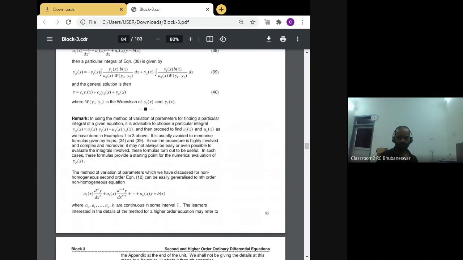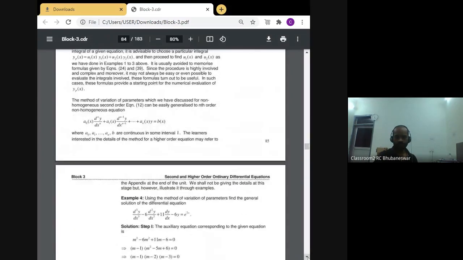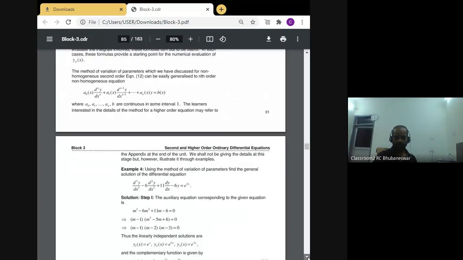It may be 2 or 3 or 4. The basic idea, the formula, will be exactly the same, but the number of solutions, that is y1, y2, y3, will be according to the order of the differential equation. So some more examples are given in example number 4.